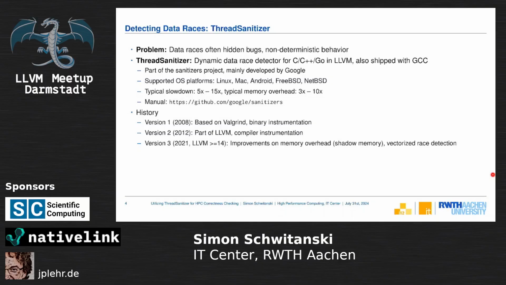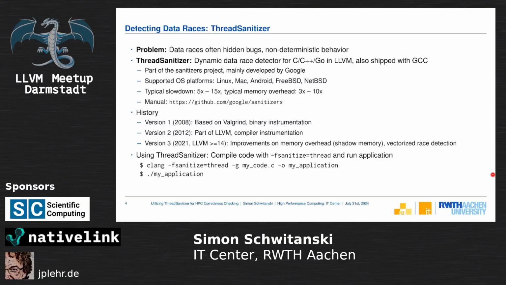And starting, I think, with version 2 in 2012, it is part of LLVM, and they decided to change the design so that they do compiler instrumentation to instrument loads and stores, then compile everything and then run it, because that's of course faster than this binary instrumentation. And then there was recently an update in 2021 with improvements of the memory overhead, shadow memory, and the vectorized race detection, but those are rather details. So what's important is that ThreadSanitizer now uses compiler instrumentation.